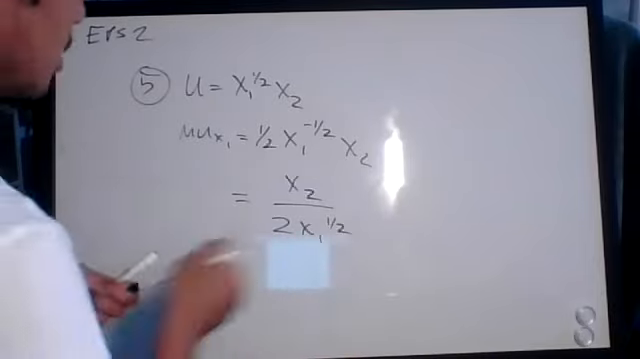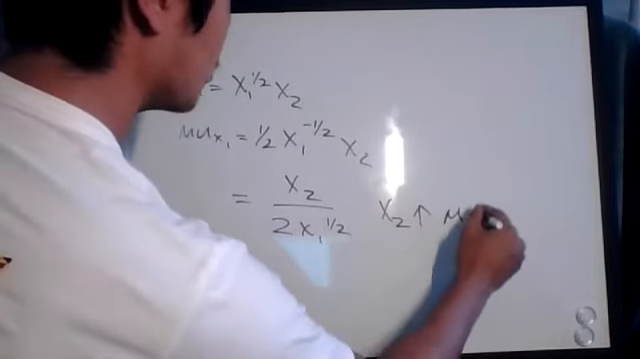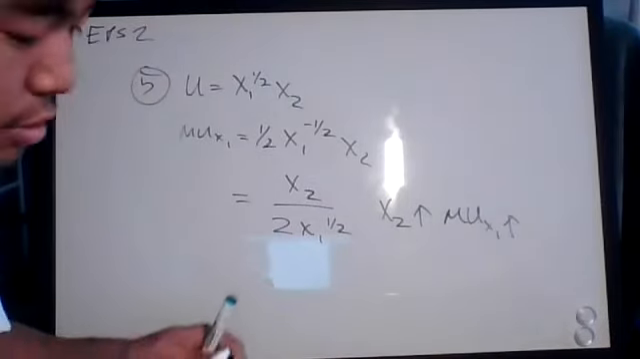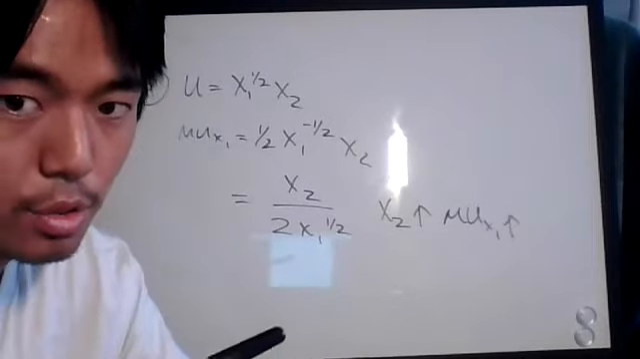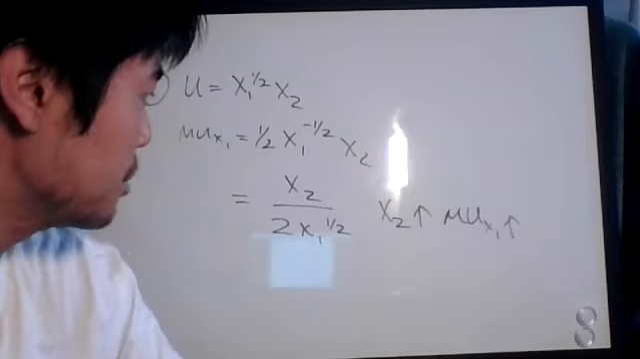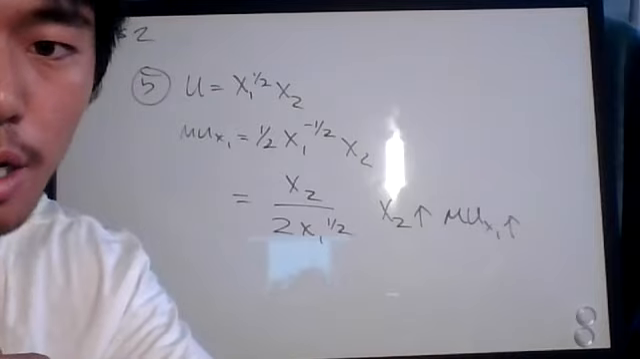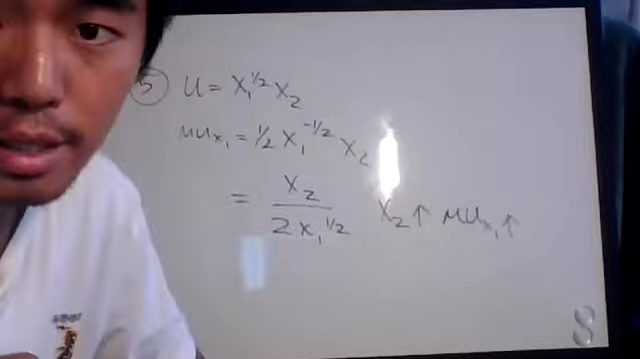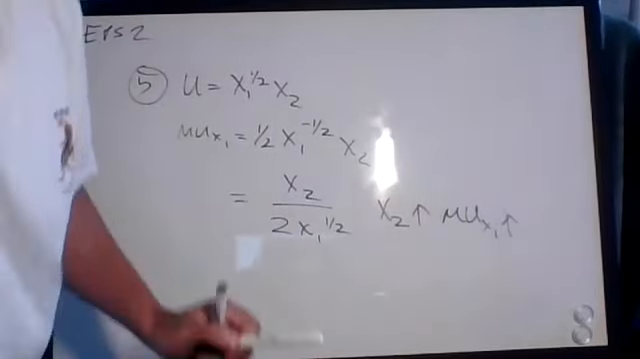You guys can see that as x2 increases, the marginal utility of x1 also increases, because we have x2 here in our numerator. So hopefully you guys can see that. That's just a quick question, and it really is only a test of being able to take partial derivatives. That's essentially what they're asking for in this question.